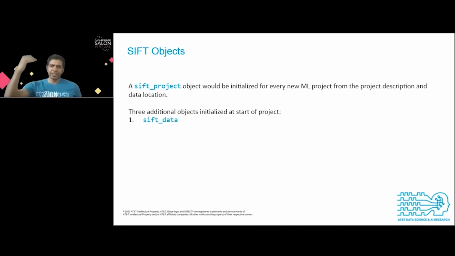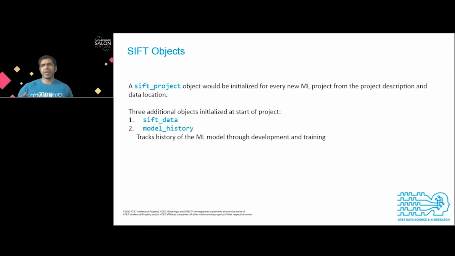Firstly, SIFT data, which has different components like data location and metadata, who is working on the project, who is the project lead, what's the role of each of these people, things like that. Model history. This tracks the history of the machine learning model being used through development and testing. So it contains things like the proportion of the train, test, validation split that was used, the random seed that was used to create these splits, the algorithm used, the list of tuning parameters, hyperparameter values, and the performance metrics at these hyperparameter values. So all the technical nitty-gritties of model building can be stored over here.